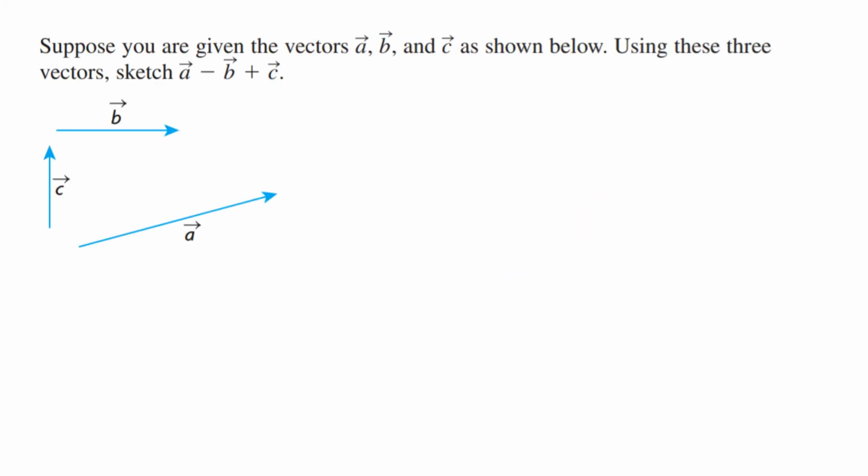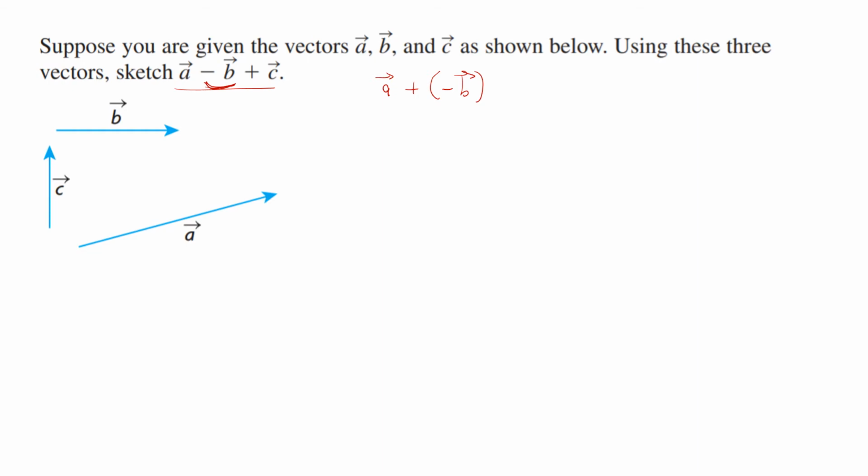Now suppose you were given the vectors A, B, and C as shown below, and using these three vectors we need to sketch this. So don't get confused by the negative on there. This is still vector addition. All this is saying is use the opposite vector. This is actually in the form of A plus negative B.